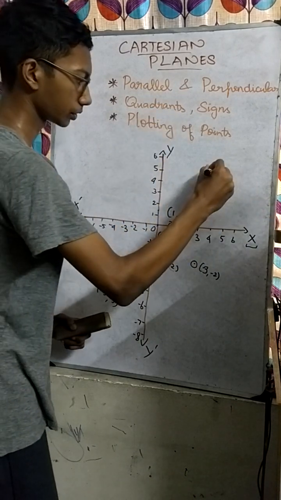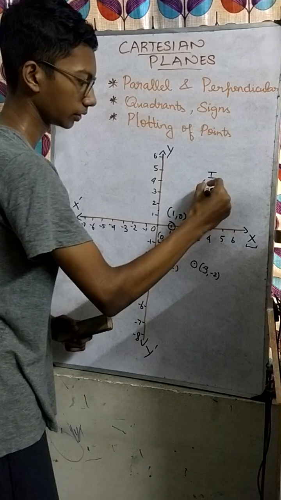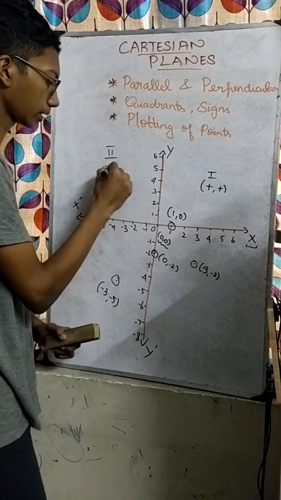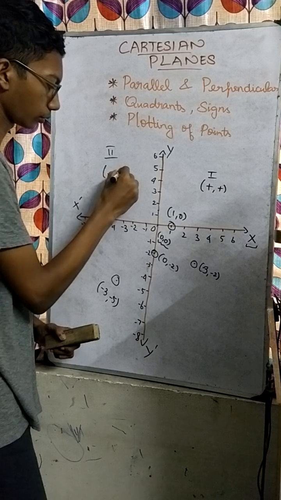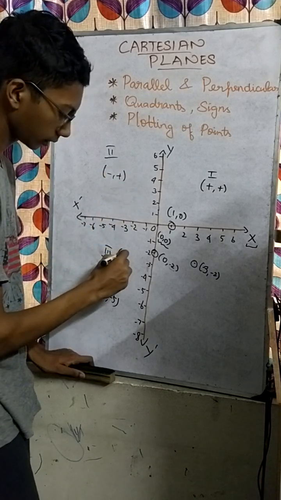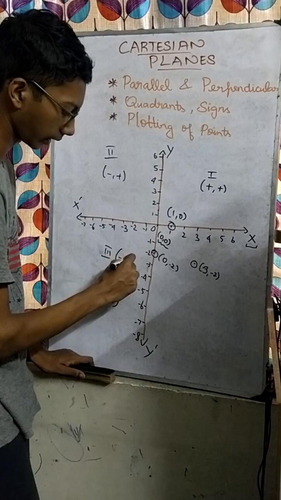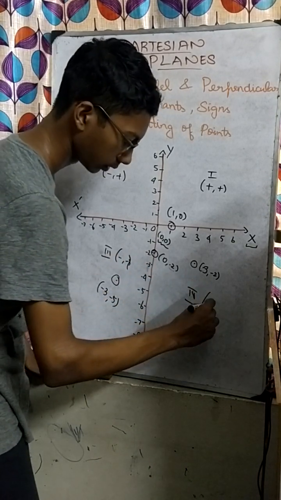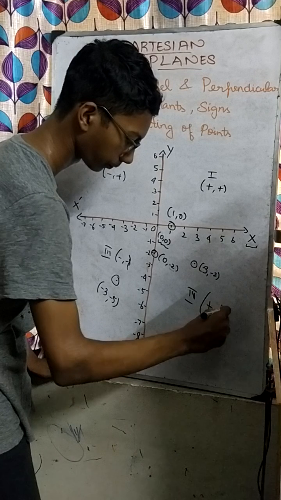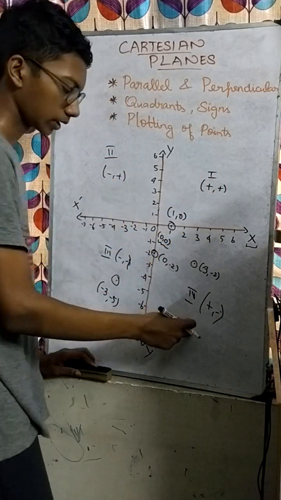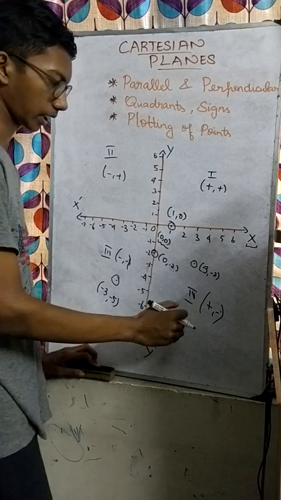quadrants. Now this is the first quadrant denoted as positive and positive. This is the second quadrant denoted as negative and positive. This is the third quadrant denoted as negative and negative. And this is the fourth quadrant as positive and negative. But what are these signs? This is the first, second, third and fourth quadrant that is denoted in the anti-clockwise direction.